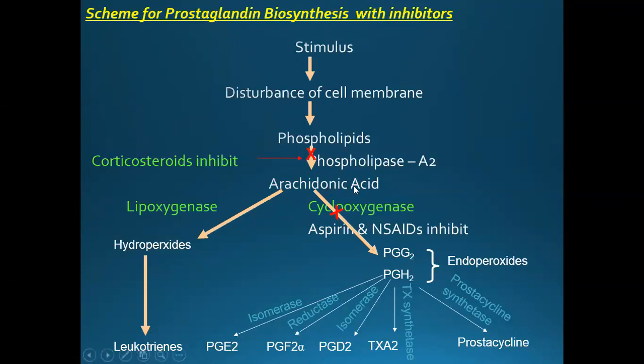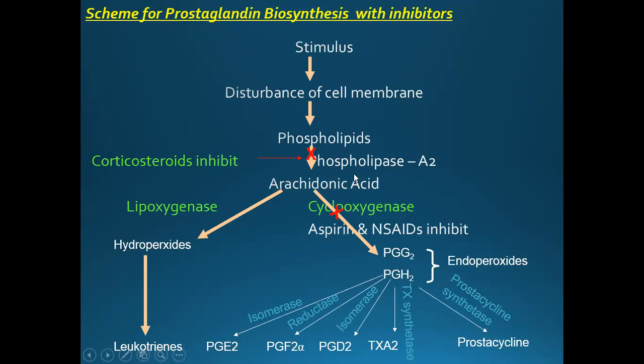Arachidonic acid is converted into prostaglandins, PGG2, PGH2, and then you can see a series of other mediators. They are formed, like prostacyclin, thromboxane A2, PGD2, PGF2 alpha, and PGE2. All these are prostaglandins, except this one. This is thromboxane A2.